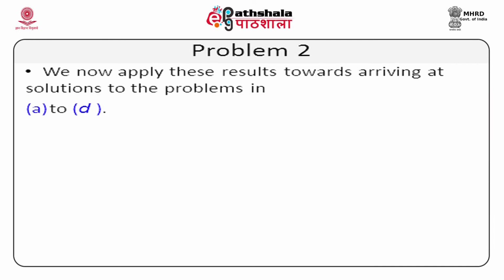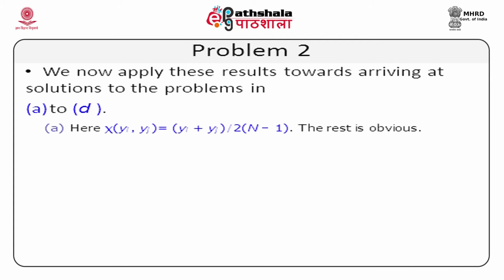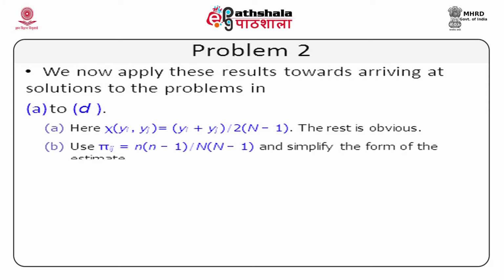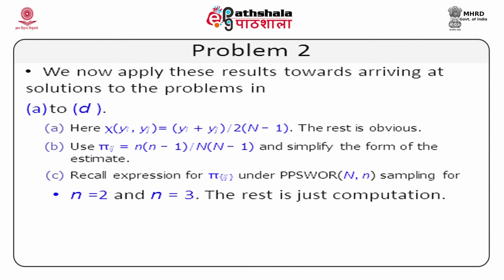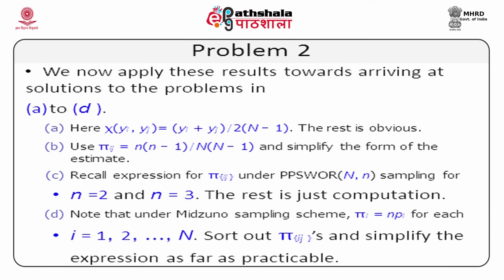Next. We now apply these results towards arriving at solutions to the problems in A through D. A. Here chi of y I y j is y I plus y j divided by twice n minus 1. The rest is obvious. For B, use pi ij equals n times n minus 1 divided by capital N times capital N minus 1, and simplify the form of the estimate. Recall the expression for pi ij under PPSWOR sampling for n equals 2 and 3, and the rest is just computation in part C. In part D, note that under the Mizuno sampling scheme, pi I is n times p I for each I, 1 through capital N.